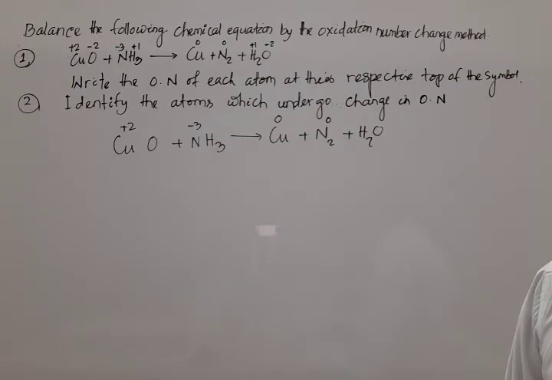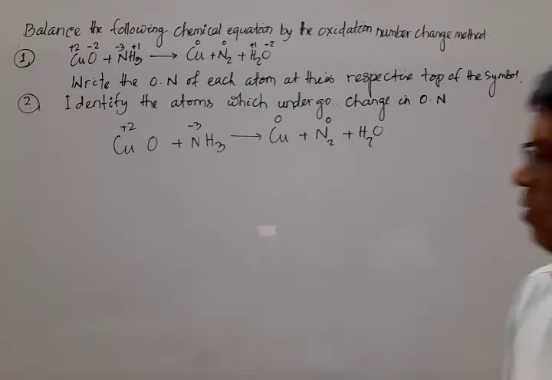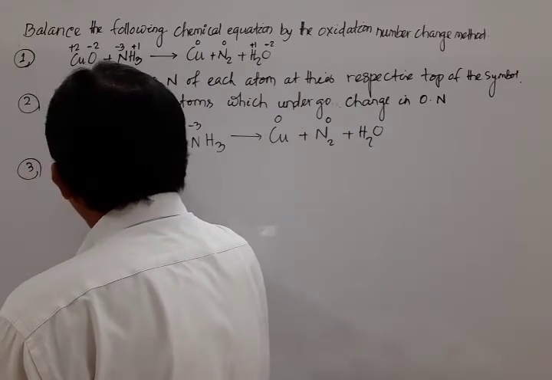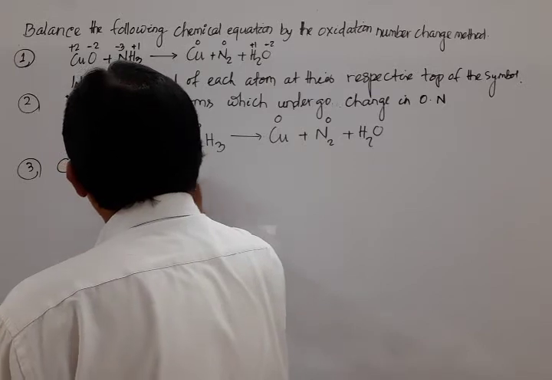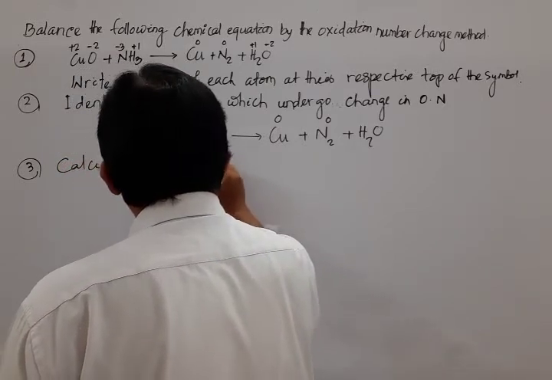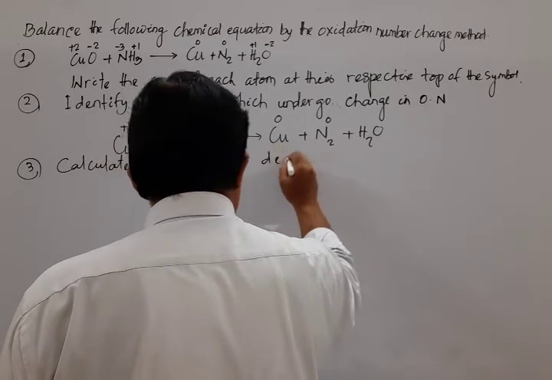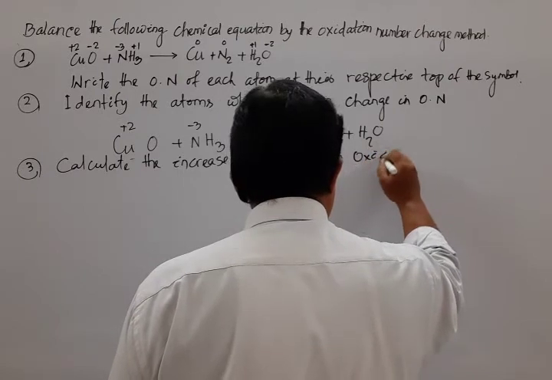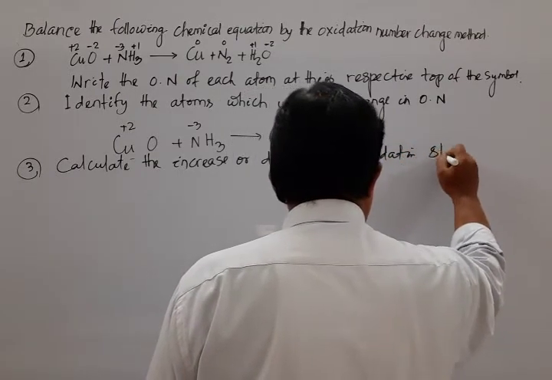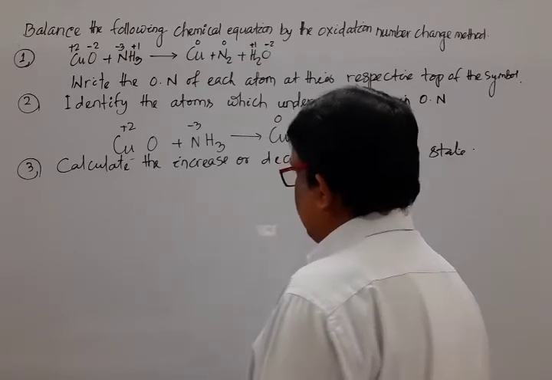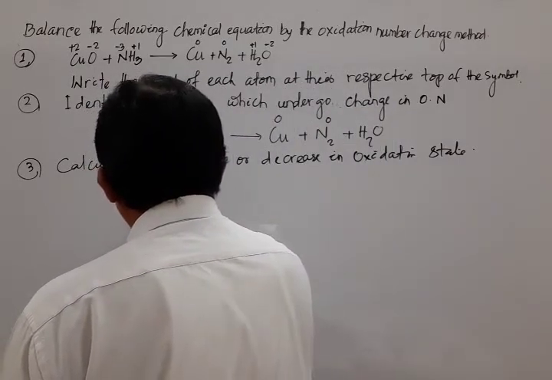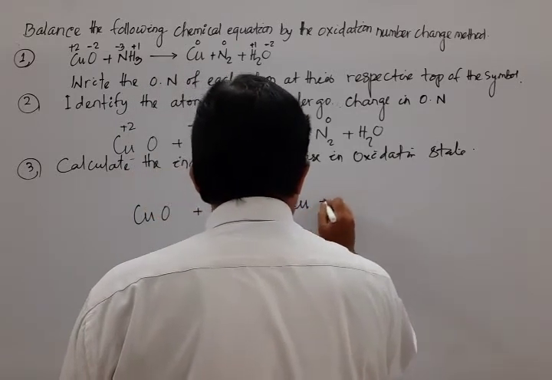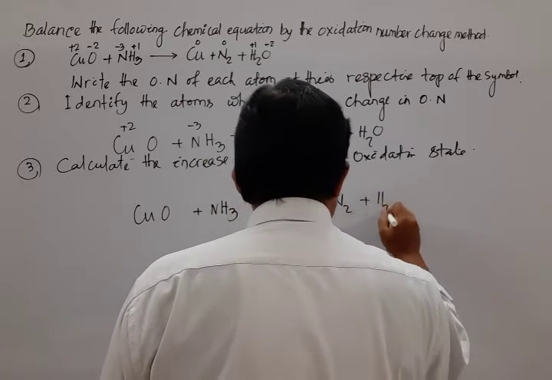Next point is to calculate the increase and decrease in oxidation state. Next step, we write: calculate the increase or decrease in oxidation state. Mark that. I write again, CuO plus NH3 give rise to Cu plus N2 plus H2O.